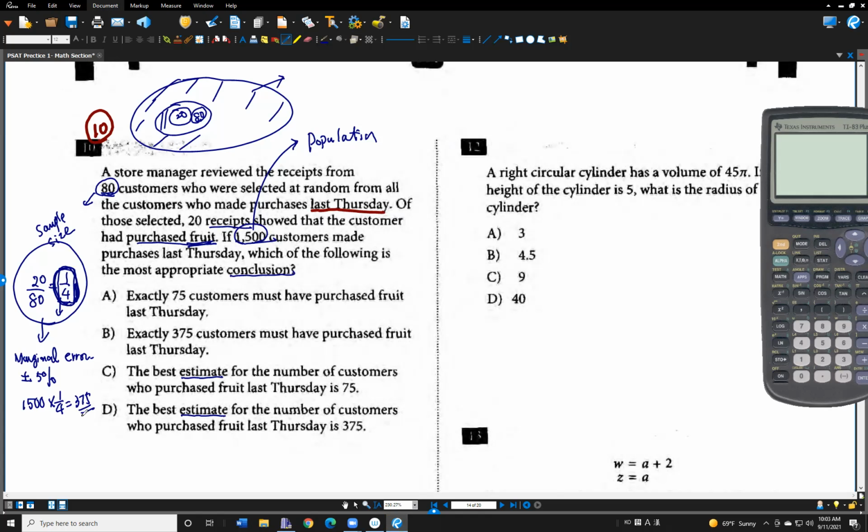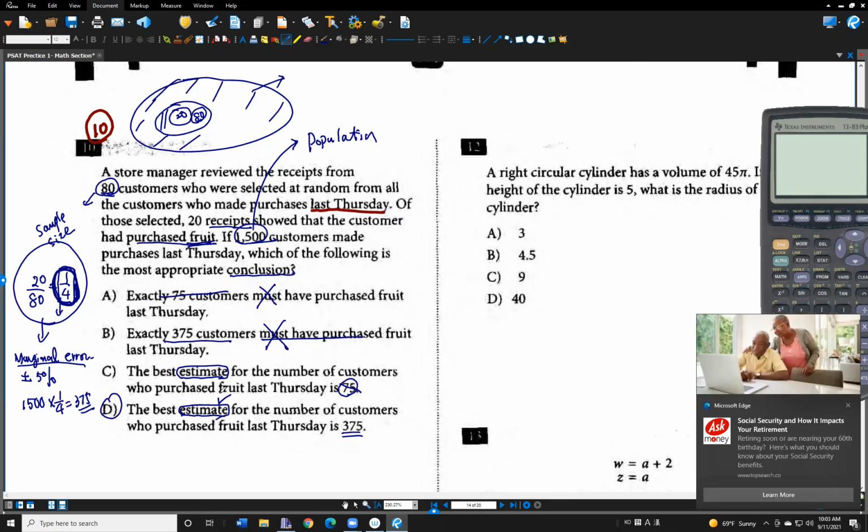They might, not exactly. This is 375, we cannot say must, because there is marginal error. So we can say this word is okay, estimate. But this 375 is not the exact number, this is the probability. So the best estimate, we can use this vocabulary.